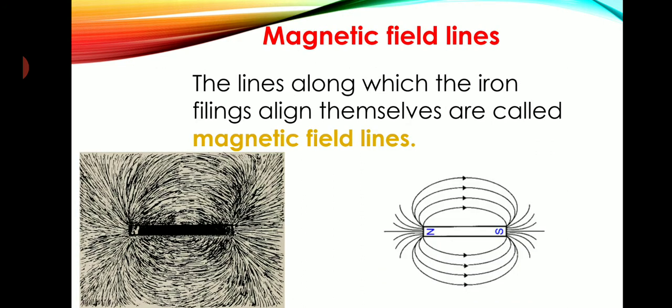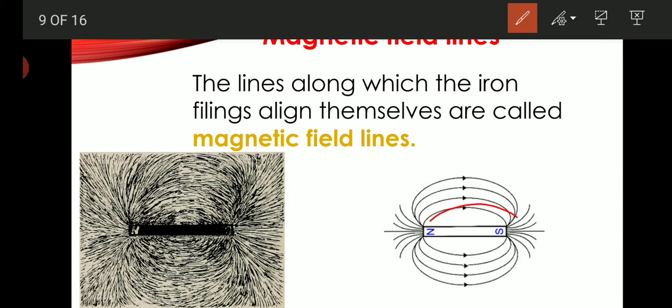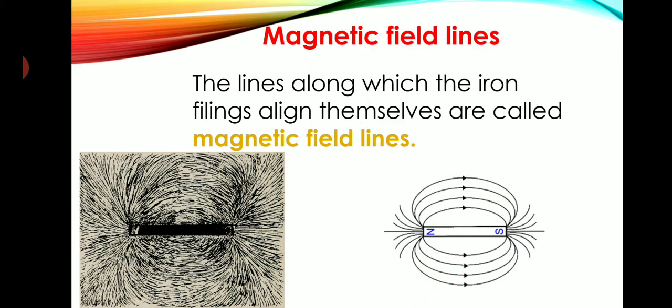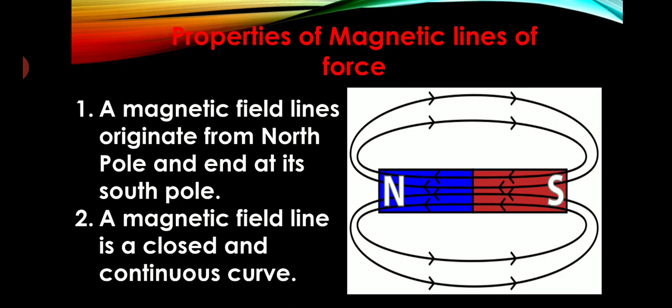Okay, the lines along which the iron filings align themselves are called magnetic field lines. So these all are magnetic field lines, and this region is called the magnetic field. I hope this is clear. Now let's see the properties of magnetic lines of force. What are the properties of these magnetic lines?